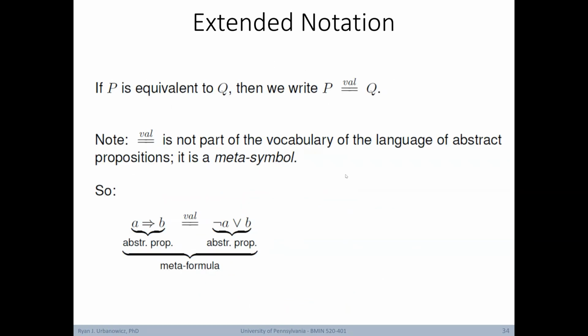Before we move on, let me describe some extended notation that we're going to use for convenience throughout the next section. Whenever two propositions are equivalent, we'll write them using this symbol. That's basically an equal sign with the word val on top of it. This implies that they have equal underlying truth values. This symbol is not a part of the language of abstract propositions, but we're going to use it here as a meta symbol. So for example, these two propositions are equivalent. They'll give you the same underlying truth values. Therefore, we use this symbol to relate the equality of these two propositions.